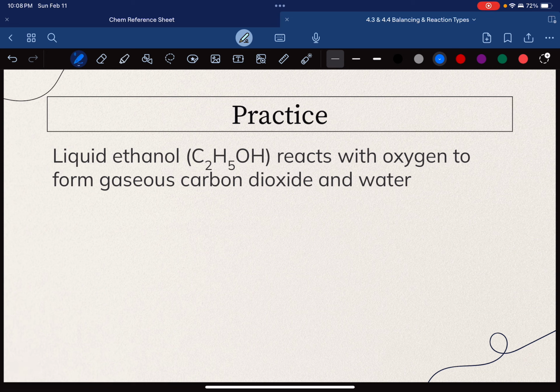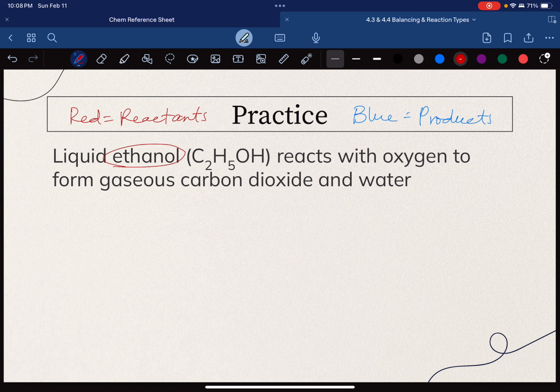Liquid ethanol, which I give you the formula for, C2H5OH, reacts with oxygen to form gaseous carbon dioxide and water. Again, I really like to color code, but you don't have to if you don't want to. I like to just because it's easier to see where things are coming from. So my red is for my reactants, and my blue is for my products.